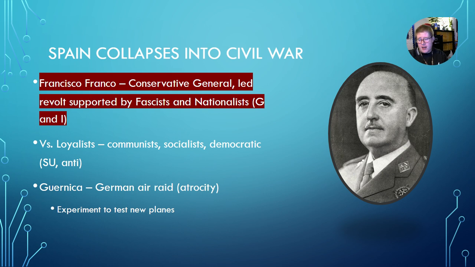Well, as this is happening, Spain collapses into a civil war. Francisco Franco, a conservative general, will lead a revolt supported by the fascists and nationalists of Germany and Italy against the loyalists in Spain. This is basically everybody else, the communists, the socialists, those that were democratic, being supported by the Soviet Union and everyone else. The Germans are going to use this as an opportunity to test their new planes and carry out an air raid at Guernica, which turns into a massacre, to test their new military technologies that are lethal.